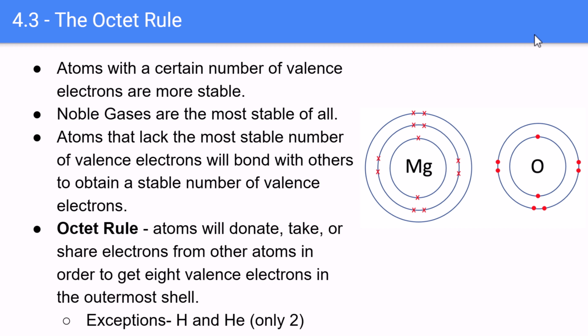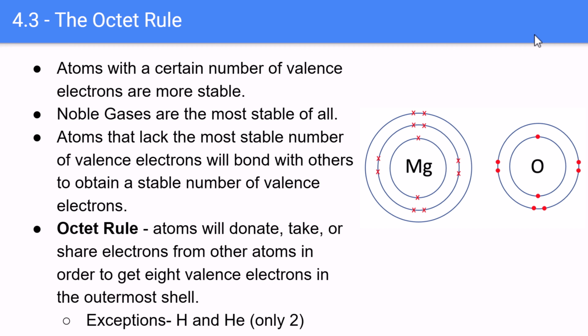So when we talk about the octet rule, this can be a little bit complex, so make sure you stay with me here. Atoms of a certain number of valence electrons are most stable. Remember that we talked about noble gases being the most stable elements of all on the periodic table. Atoms that lack the most stable number of valence electrons will bond with others to obtain that stable number of valence electrons. So atoms are going to do one of two things. They're either going to donate electrons or take them in order to achieve 8 electrons in their outermost shell, or they're going to share electrons in order to do so. Today, what we're primarily going to focus on is the donating and taking of valence electrons.